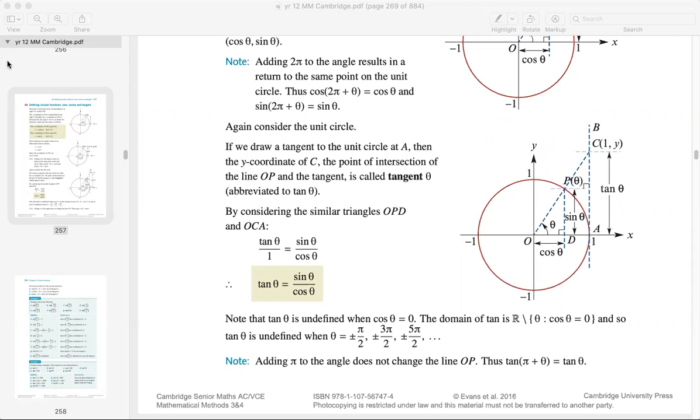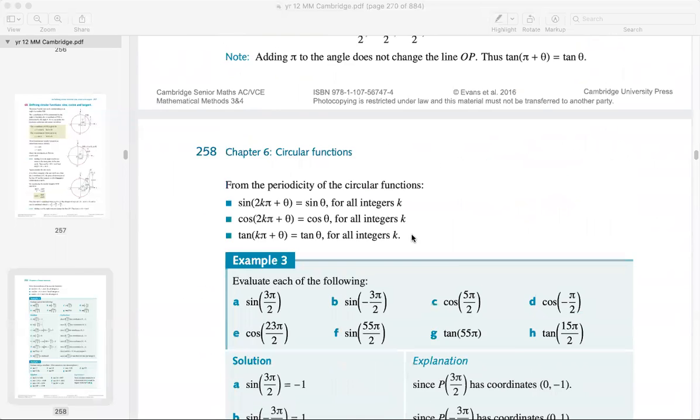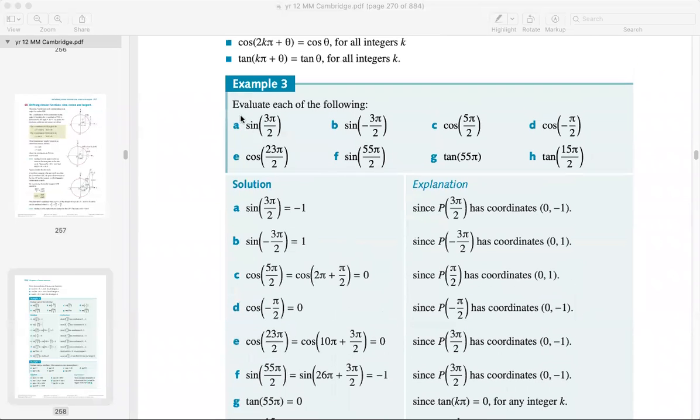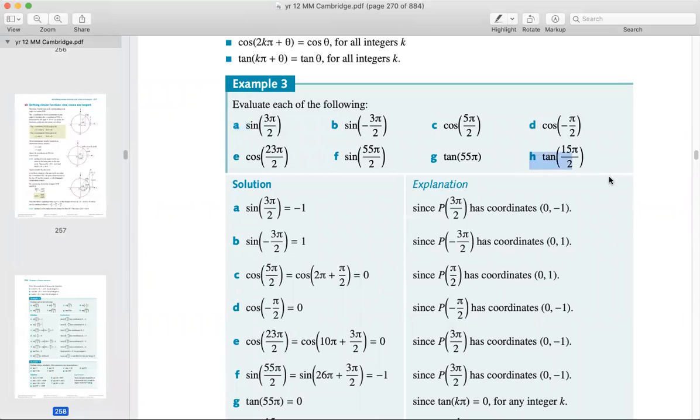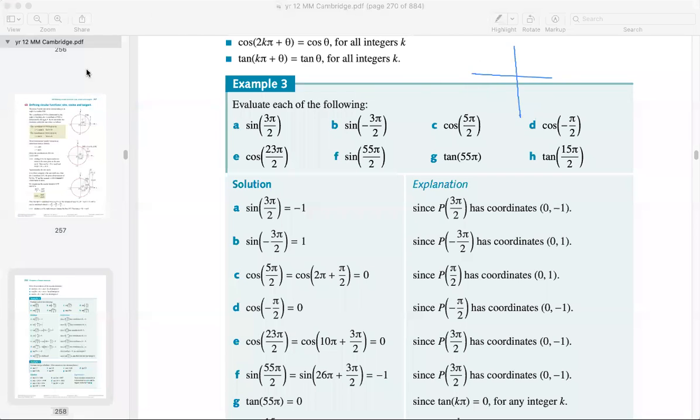For the initial points, I just want you to make sure you know how to do A to H. Okay, sine pi on 3. I'll draw the circle maybe over here. Just give me a sec. I'll just draw the circle.